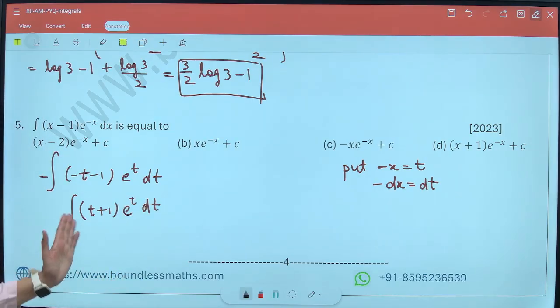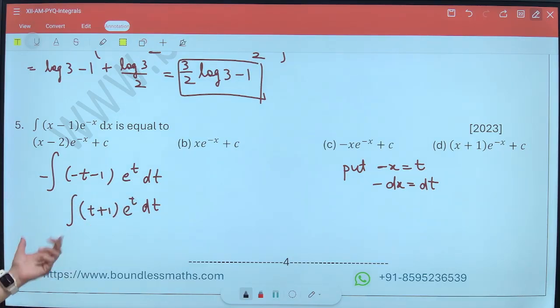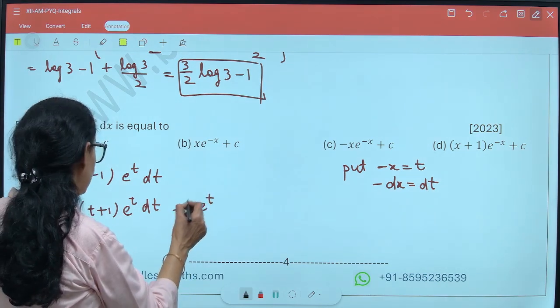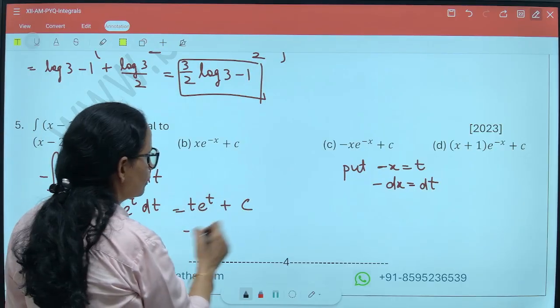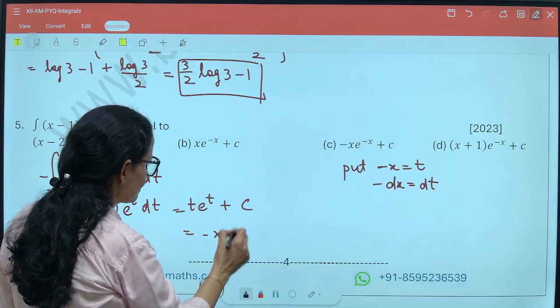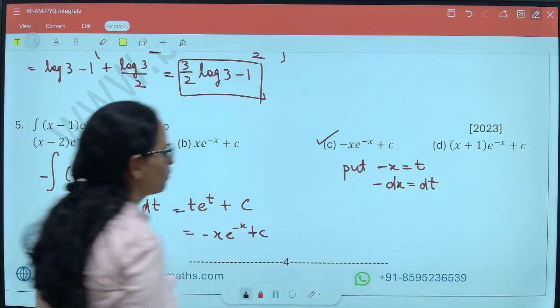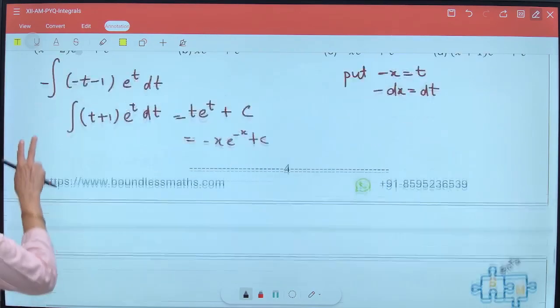Now this is again a special form of the integration where we have e raised to power x outside and x plus 1 function and its derivative in the brackets. So that means the answer is e raised to power t into t plus c. Replace t with the original expression, so it is minus x e raised to power minus x plus c. So the third option, option C is the correct answer. Again an MCQ, won't be very tough, just think how to integrate and it will be easy to do.